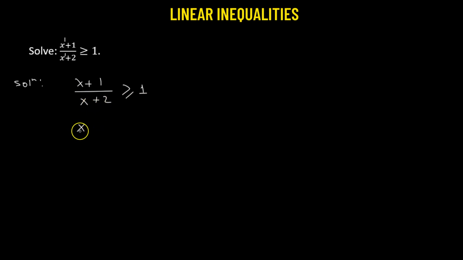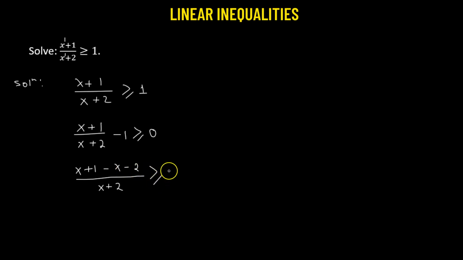So the safe bet will be that we'll keep x plus 1 over x plus 2 on the left hand side, but we'll transpose 1 from the right hand side to the left hand side. So that leaves us with 0 on the right hand side. Now we will combine these two terms. So we have x plus 2 in the denominator, and in the numerator we have x plus 1 minus x minus 2. So this is less than or equals to 0.